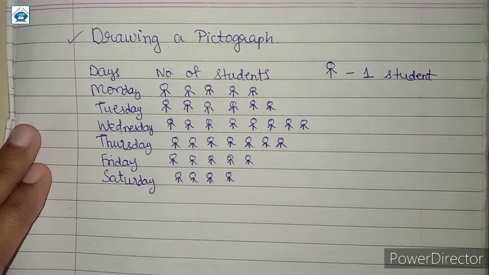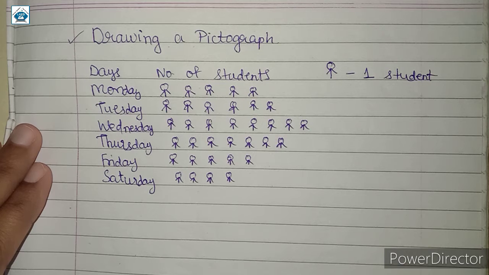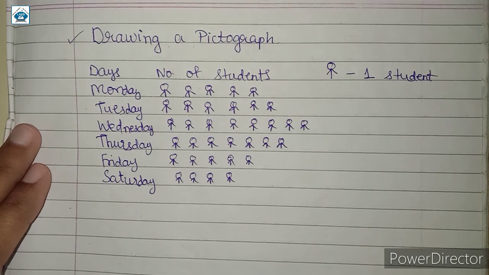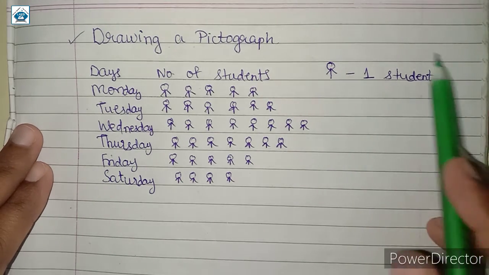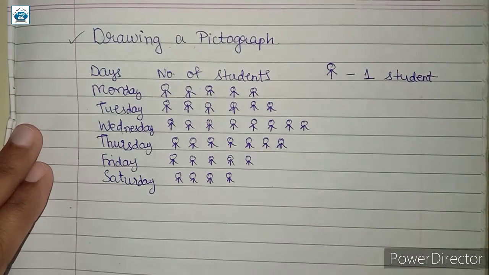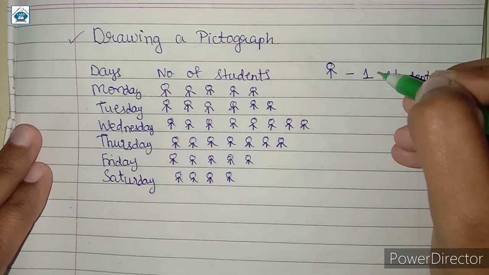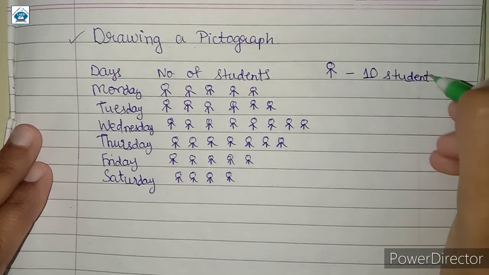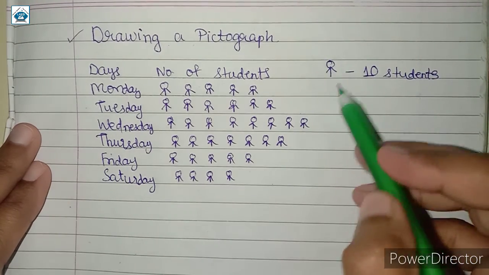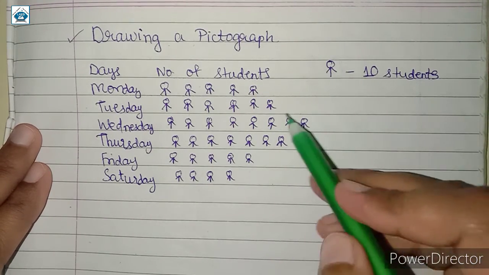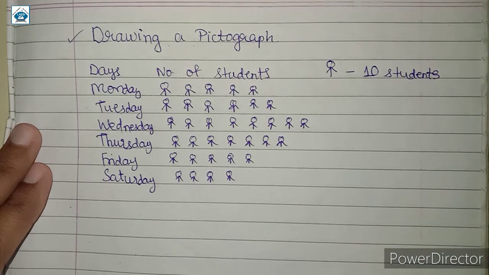Now suppose that there were more students in total. That is, if we were given 100 students in one classroom and we were asked to represent the number of students who were present on Monday, we can change the number of students one symbol is representing. For example, if this symbol represents 10 students, then the meaning of this pictograph is changed.